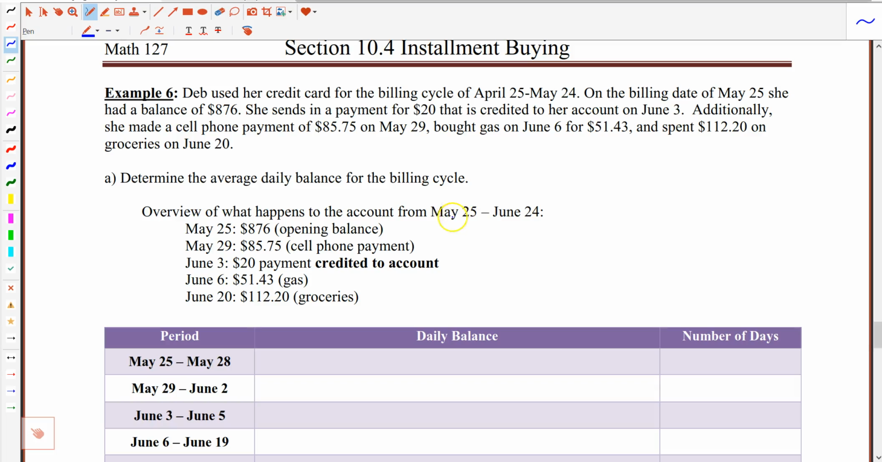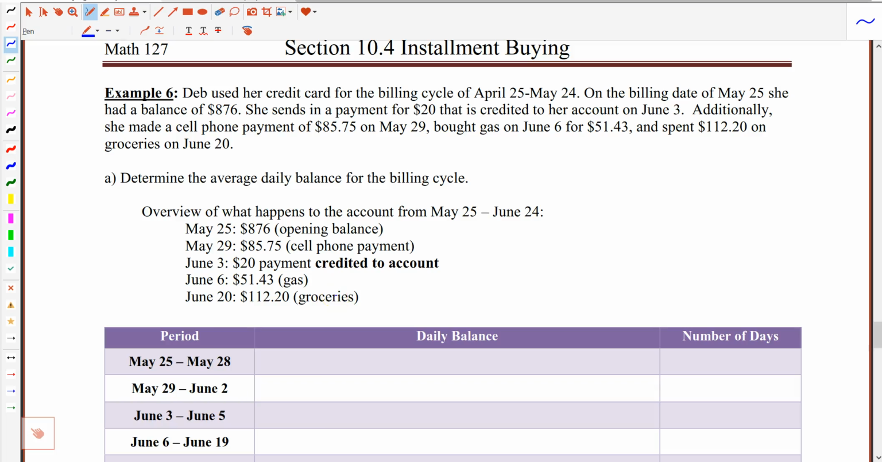Now the first thing we're going to look at is when this billing cycle opens, what was the account balance? The account balance will be whatever the previous billing date's amount was. So on the billing date of May 25th, her balance was $876. So that's going to be the opening balance for the new cycle. The next thing that happened on the card was on May 29th. They made the payment of $85.75. The next thing that happened was on June 3rd, the payment was credited to the account. Then on June 6th, gas was bought for $51.43. And then finally on June 20th, groceries were bought for $112.20.